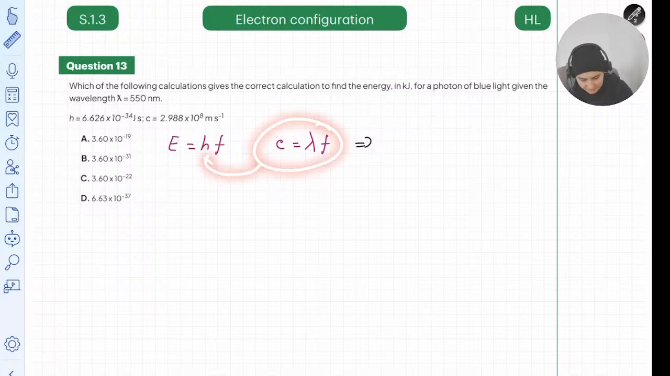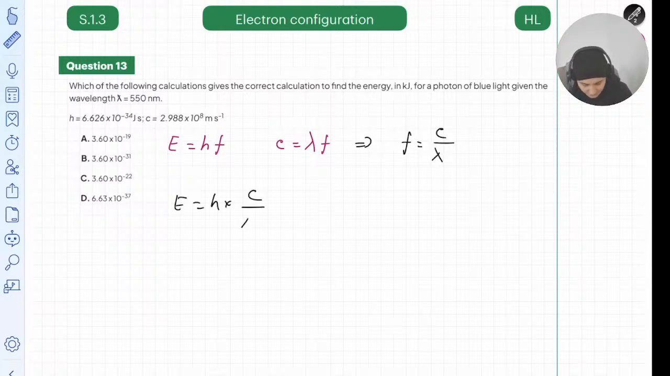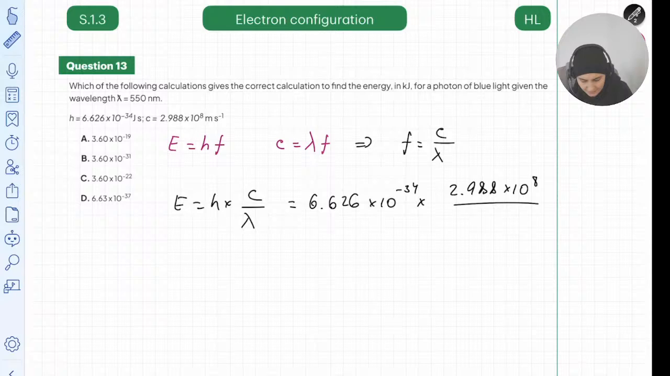So frequency would equal C over wavelength. Then if I plug it in, it would be H times frequency, so H times C over wavelength. And that's it, plugging in. So H is 6.626 times 10 to the minus 34. C, speed of light, 2.998 times 10 to the 8th, over wavelength.